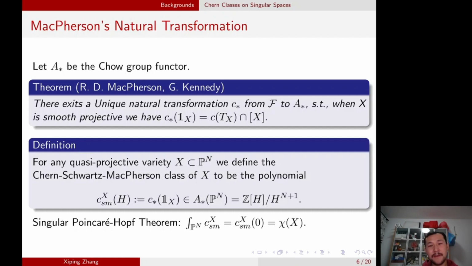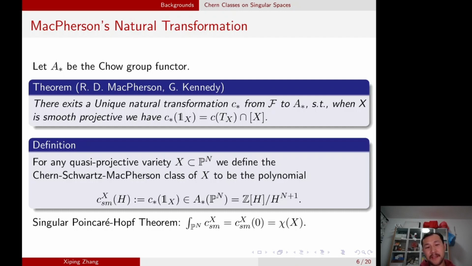Notice that even though X is quasi-projective and not closed, the indicator function 1_X is still a constructible function on the projective space. So we define the Chern-Schwartz-MacPherson class of X to be the image of the indicator function 1_X after the c_* transform. Since the Chow group of P^n is a polynomial ring, the Chern-Schwartz-MacPherson class of projective varieties can also be viewed as polynomials in the hyperplane class H.